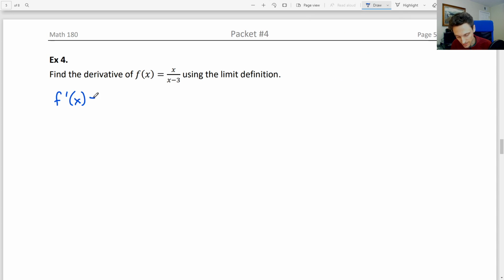f prime of x equals the limit as h approaches 0 of f of x plus h minus f of x over h. This is the limit definition. If you see find the derivative using the limit definition, this is it. And so the first step that you'll always want to take is write out that limit definition, and that's exactly what we've written right here. This is the limit definition.